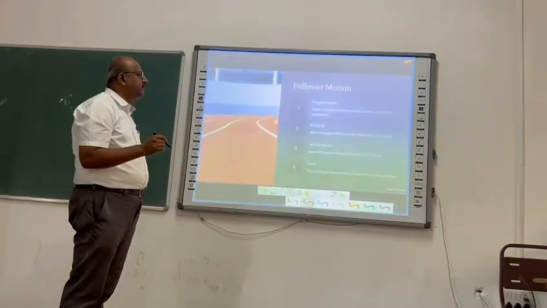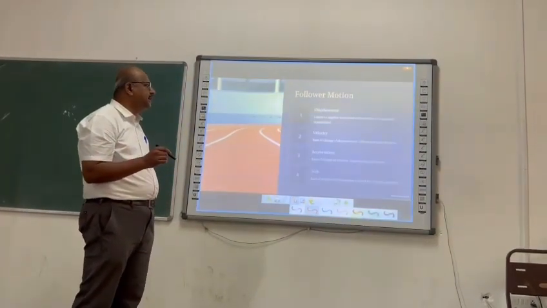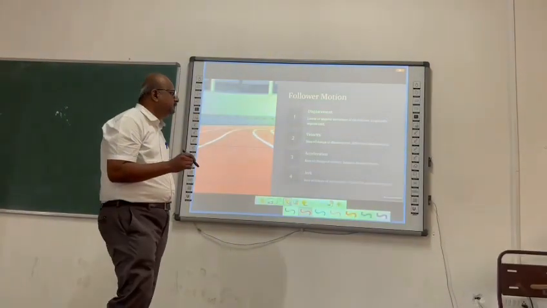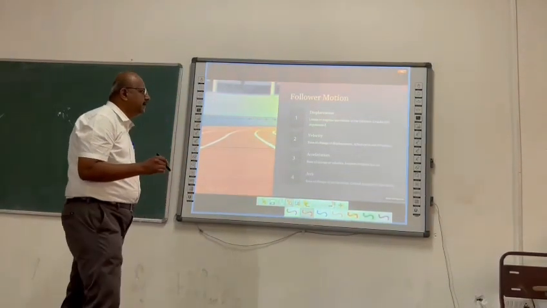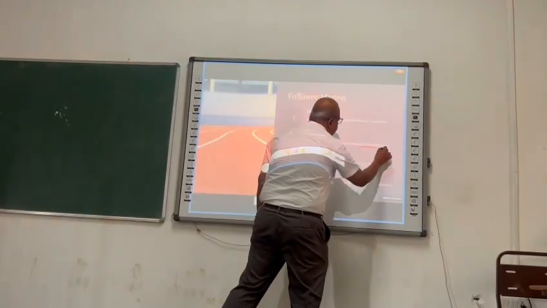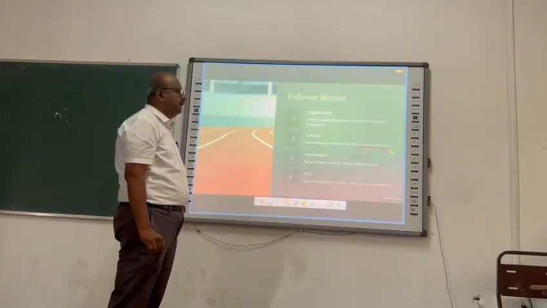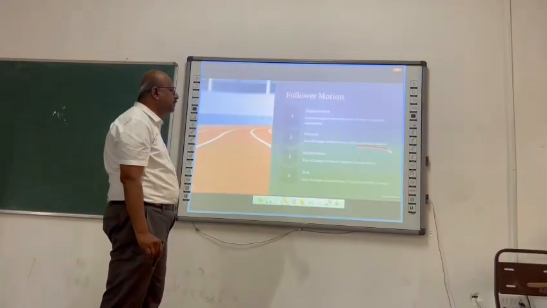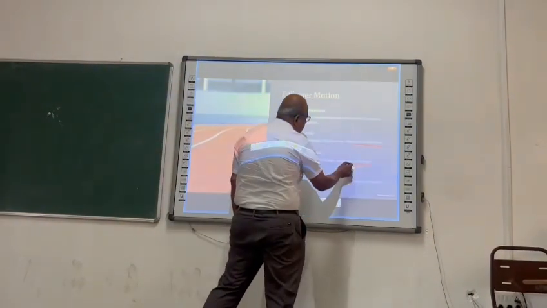What is velocity? It is nothing but the rate of change of displacement. Velocity affects jerk and vibration. Next one is acceleration. It is nothing but the rate of change of velocity. The acceleration impacts dynamic forces.